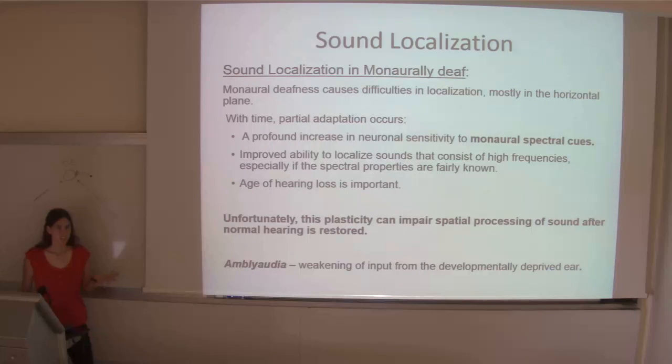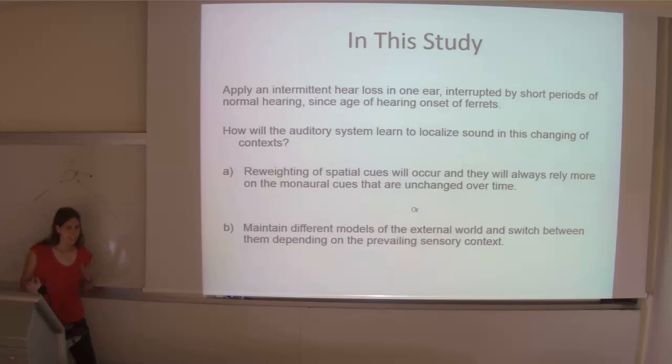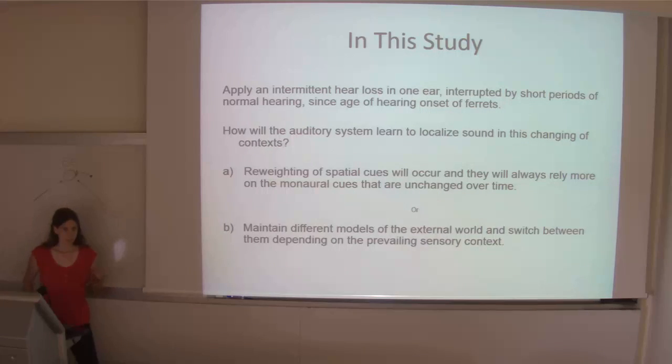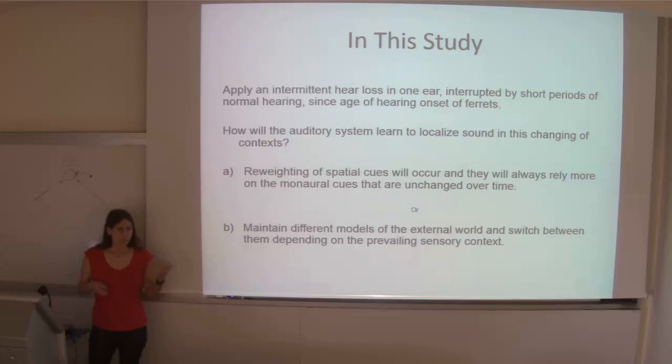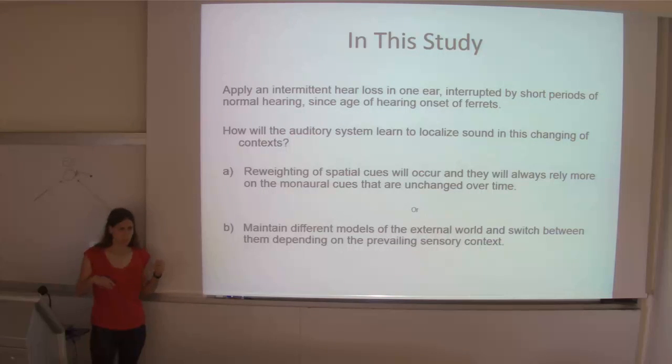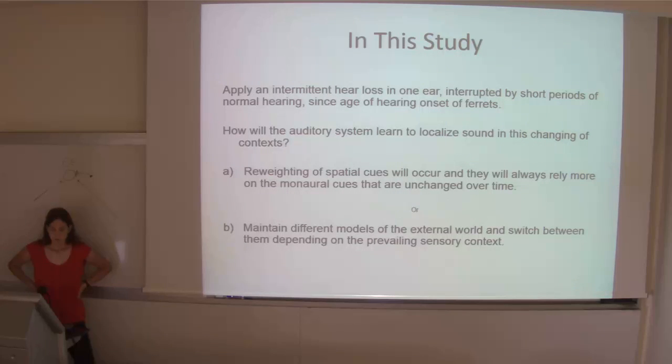Any questions so far? Okay. So in this study, they asked a bit different question. They asked what happens if you don't apply a stable unilateral hearing loss, but only intermittent hearing loss. In order to check that, they took ferrets and they raised them with a plug in the left ear, and most of the time they were with the plug, but from time to time they'd allow them small breaks of normal hearing, and they did it since the age of hearing onset.